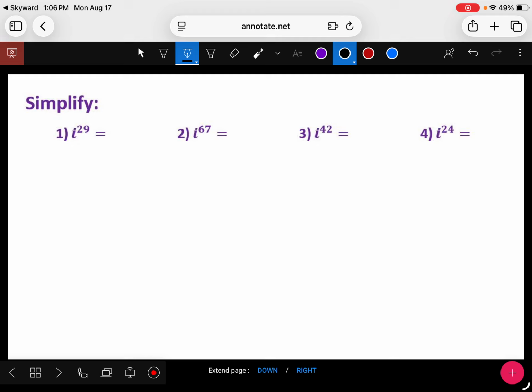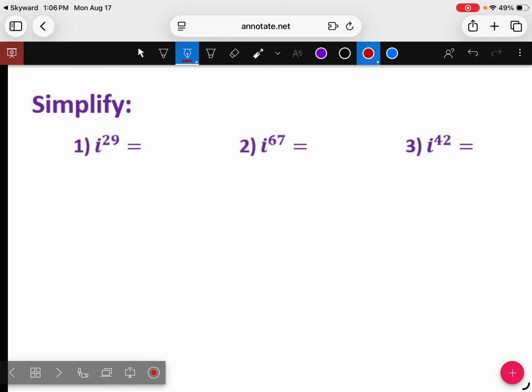All right, so let's look at 29. How high can I go in this list without going over 29? 28. All right, so I want you to write i to the power of 28. How many i's are left over from 29? So what I have is i to the power of 28 times i.